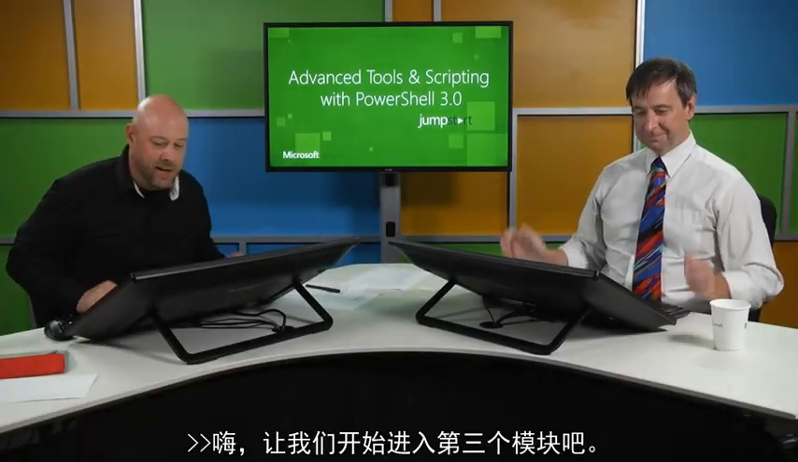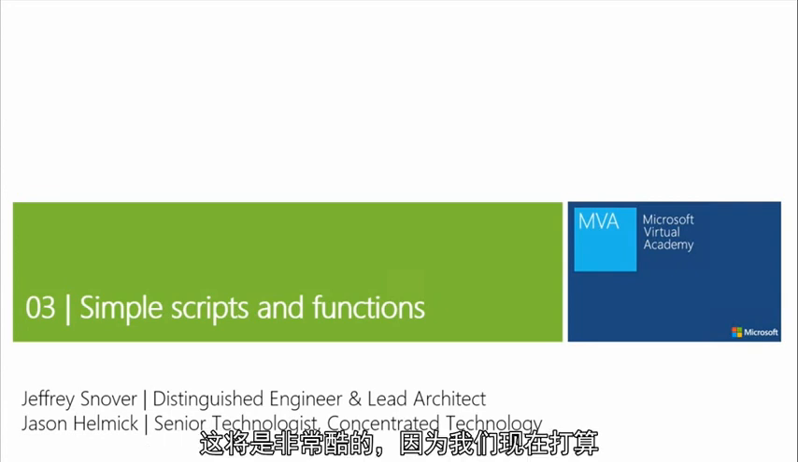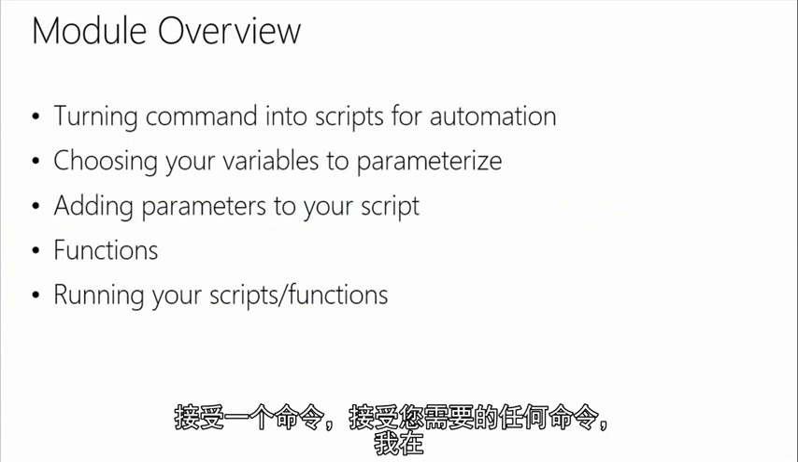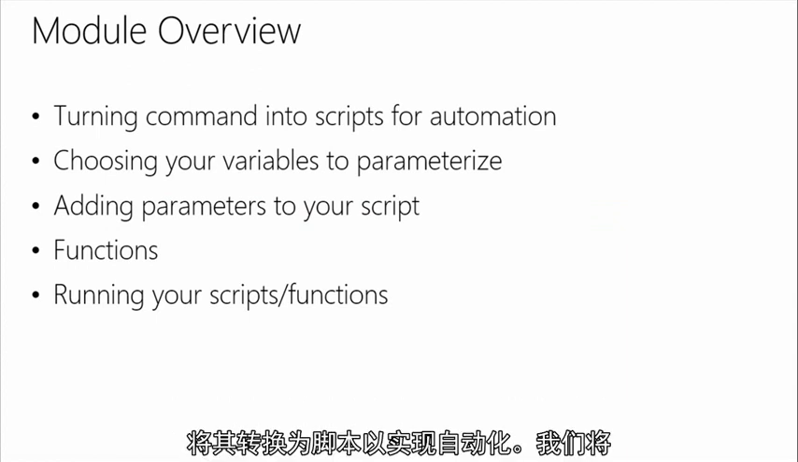All right, let's get started into our third module. We're going to start making simple scripts and functions here. This is going to be totally wickedly cool because now we're going to take a command, take any command you want, the ones that I have in the demos or any command that you want, and we're going to start to turn it into a script for automation.